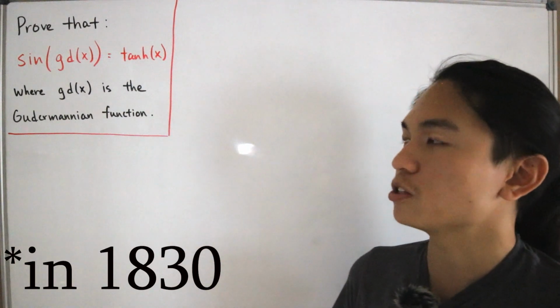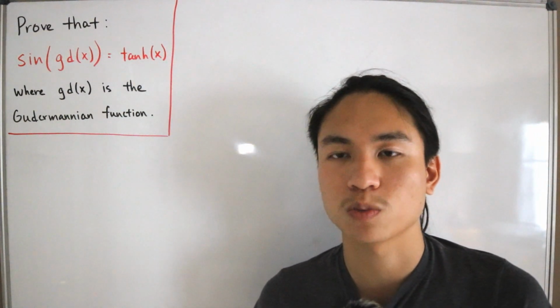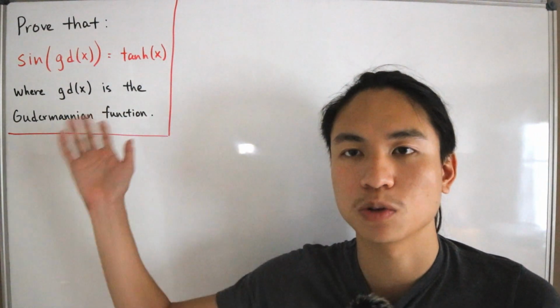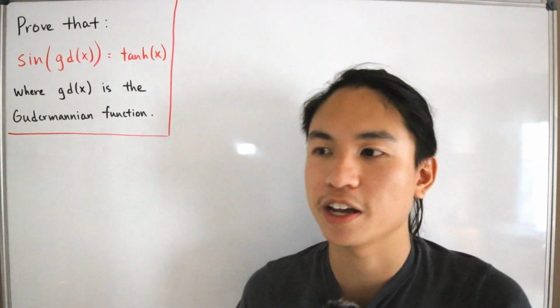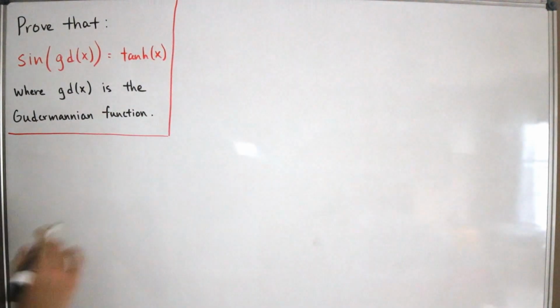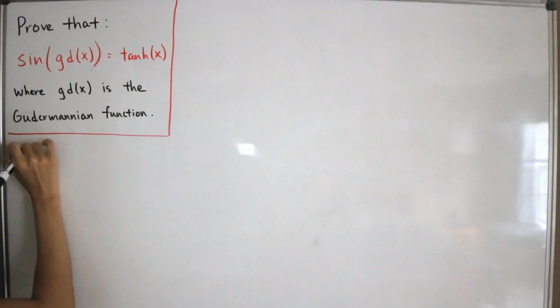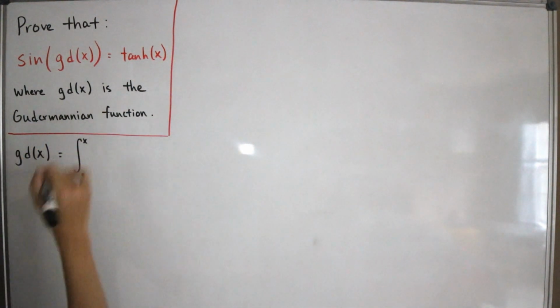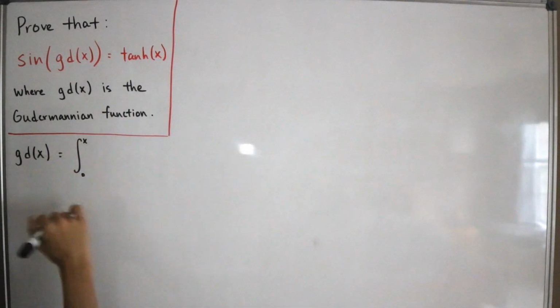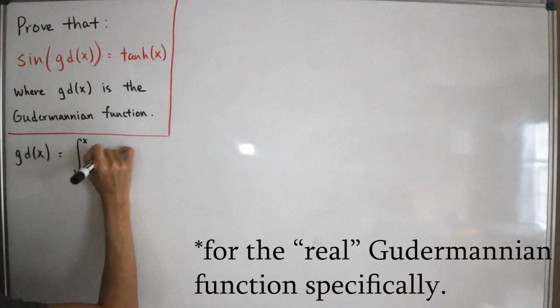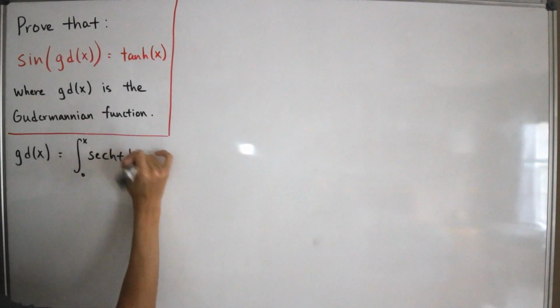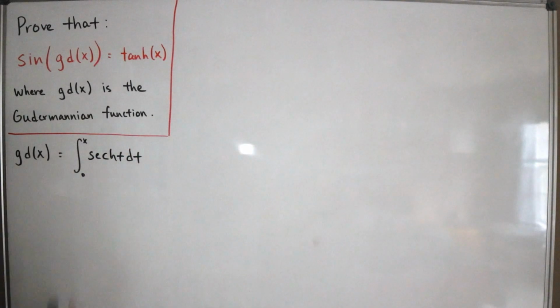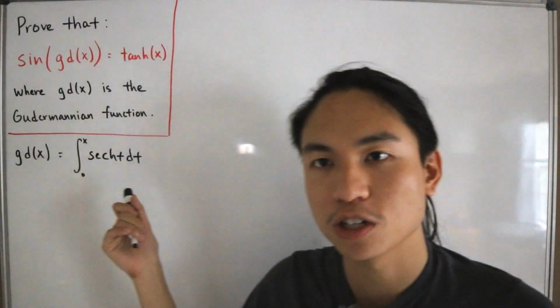So on the way to how to prove this identity, we're going to evaluate what the Gudermannian function is. The Gudermannian function is defined, for all x in the reals, as gd of x equal to the integral from 0 to x, typically defined between negative infinity and infinity, of hyperbolic secant of t dt. So we'll be using this formula to, of course, evaluate that function itself.